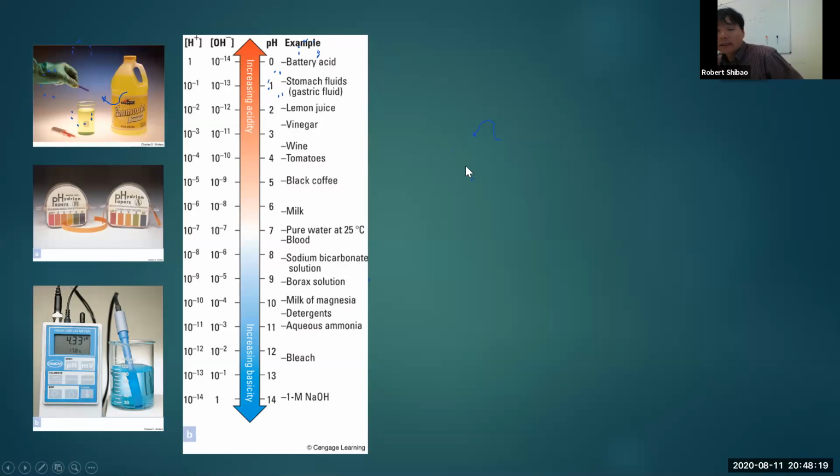Let's look at pH. When you mix acids and bases with water, it changes the pH. So if you put acid in water, it lowers the pH. If you put base in water, it raises the pH. And we can do some simple pH calculations here. First, we look at the pH scale.